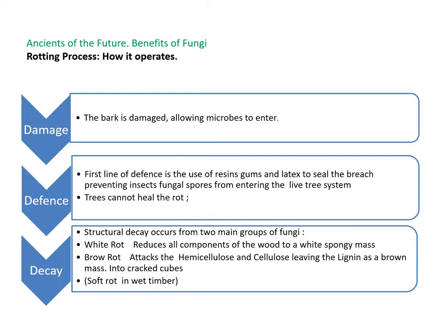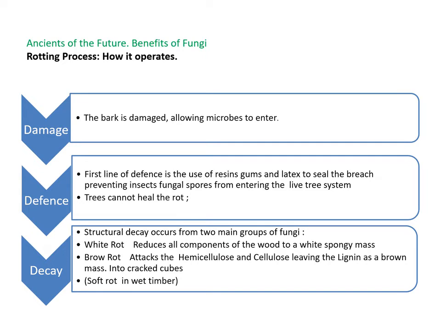So as the bark is initially damaged in some way, that's when microbes and microspores are allowed to get into the tree. And the first line of defense that the tree makes is it produces resins, gums, and sticky material to try to seal the damage, the injury, and that prevents insects and fungal spores from entering. But if that doesn't succeed, then the trees that cannot heal start to allow the rotting process to develop.